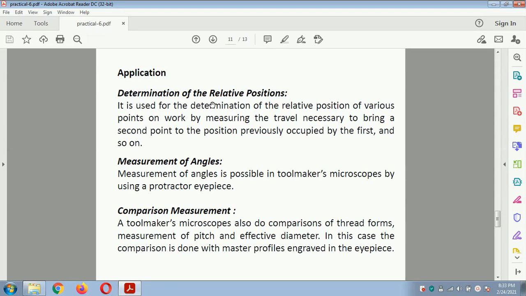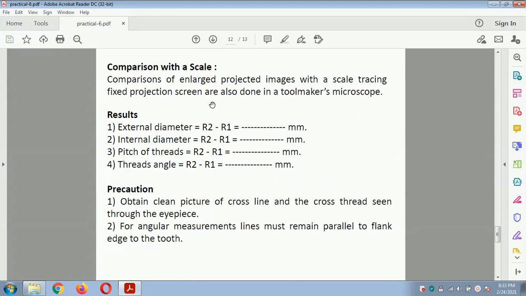The application: it is used to determine relative positions, measurements of angles, and comparisons of measurements. The results obtained with respect to the various parameters are as follows. You have to write down the external angle of the hacksaw blade, the internal angle of the hacksaw blade, the pitch of the thread related to the hacksaw blade, and threads, that is R2 minus R1. First you have to note down the accurate angle, and after that you have to note down the reading with respect to the tool maker microscope.